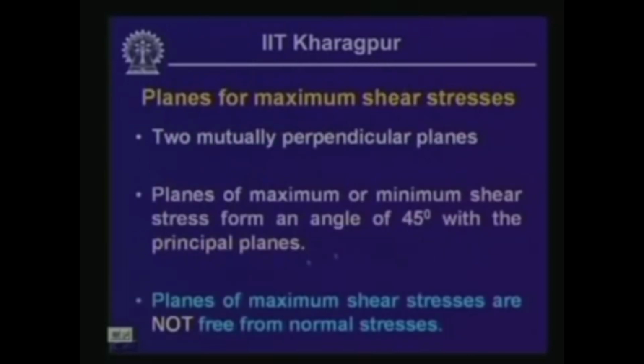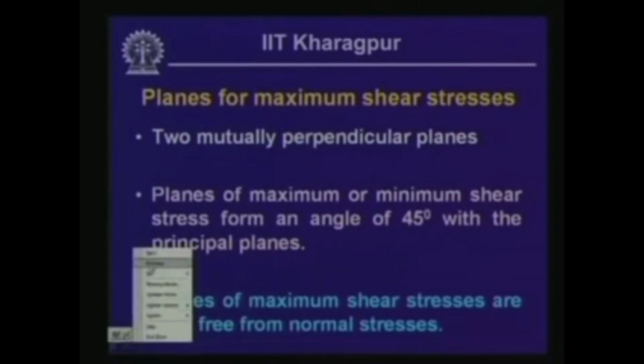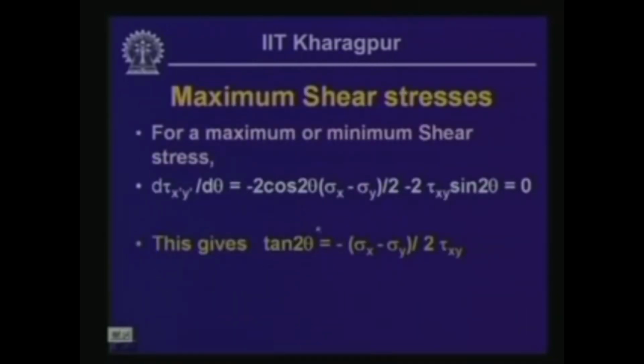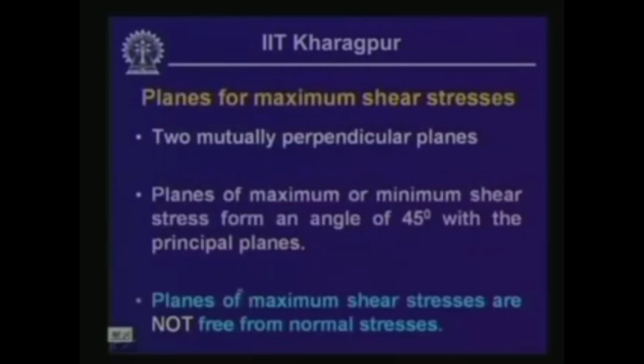So, this is the value of tan 2 theta which we have just evaluated, and hence we find that two mutually perpendicular planes on which the maximum shear stresses exist, and maximum and minimum shear stress form an angle of 45 degree with the principal planes which we have just seen.